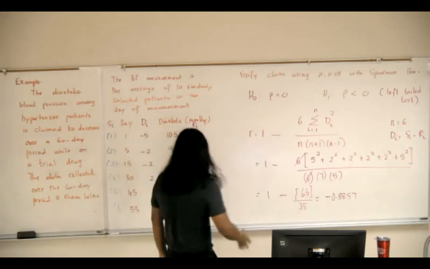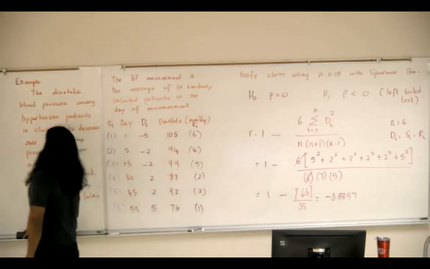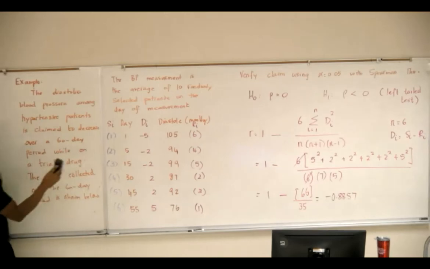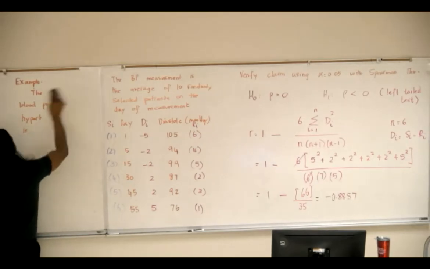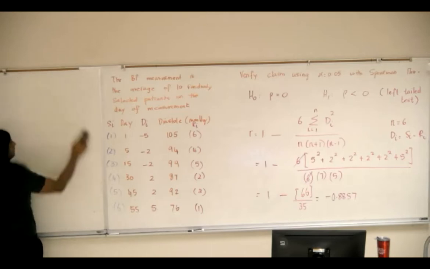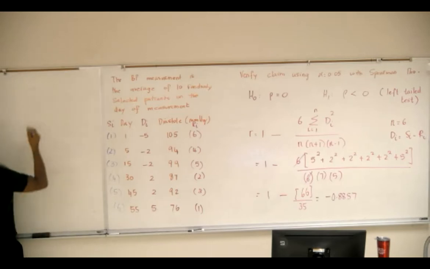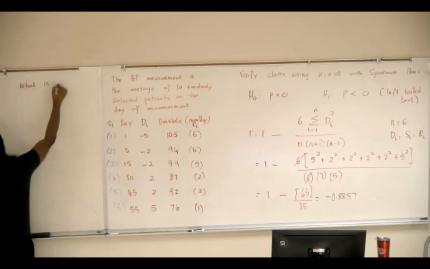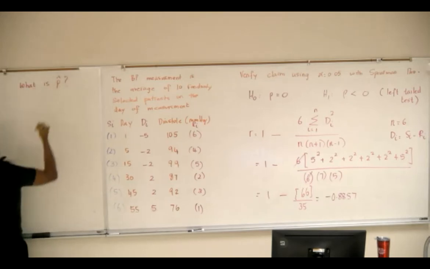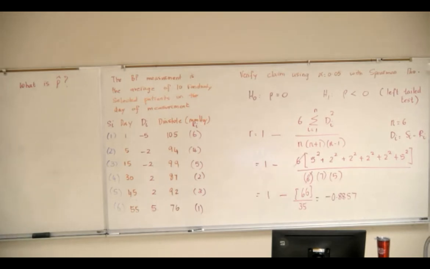Good. So we still can't stop here because we want to determine the significance of what we observed. But before we get to that, what is rho hat? Rho hat is simply the estimate for rho.